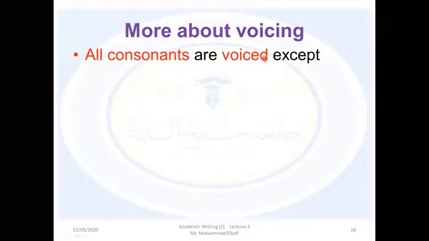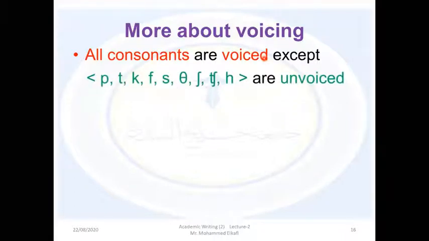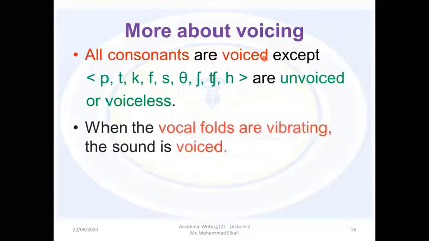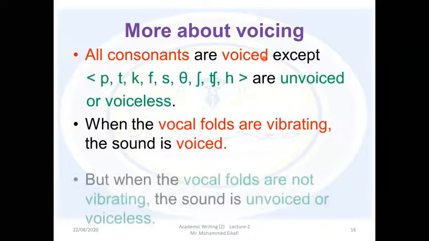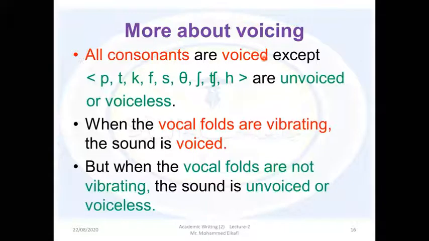More about voicing. All consonants are voiced except pa, ta, ka, fa, sa, tha, sha, cha, and ha, which are unvoiced, or even we call them voiceless. When we say unvoiced or voiceless, they have the same meaning. When the vocal folds are vibrating, the sound is voiced. But when the vocal folds are not vibrating, the sound is unvoiced or voiceless.